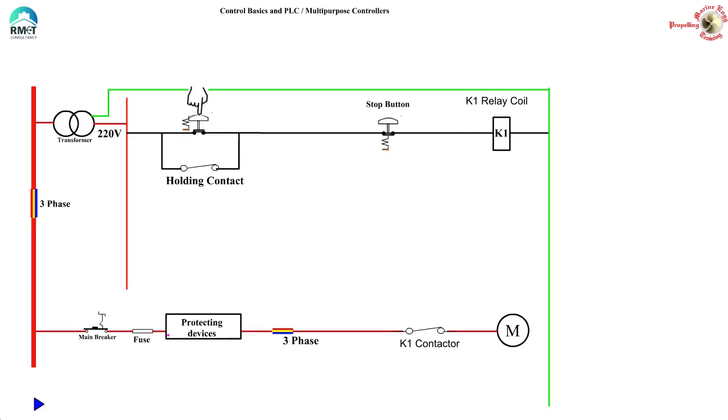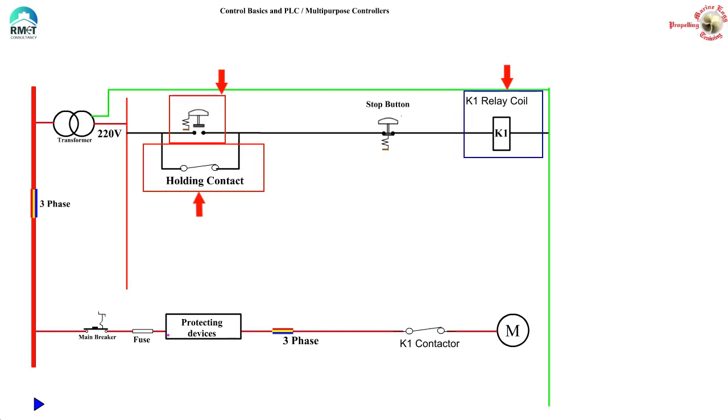Now if we operate the start button, K1 is energized and hence contactor K1 and also holding contact is closed. Now if we remove our finger and the start button springs up, disconnecting the connection to open circuit, K1 will still be receiving the current through the holding contact and hence the motor will continue to run.